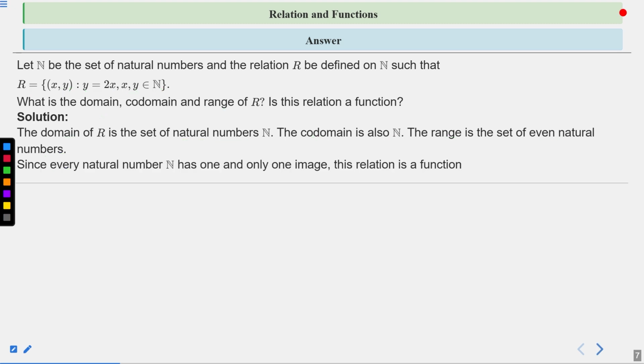Now, in order to say whether it is a function or not, what we need to verify is simply that for every element from the domain, we must have an image. Yes? So every natural number n has one and only one image, satisfying the condition of a function. So this given relation is a function. Clear?